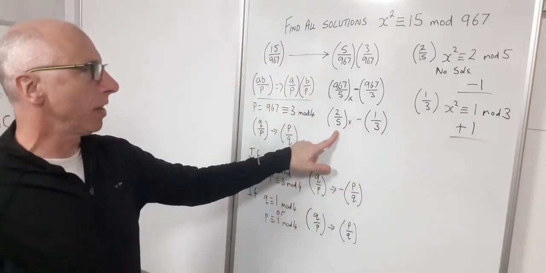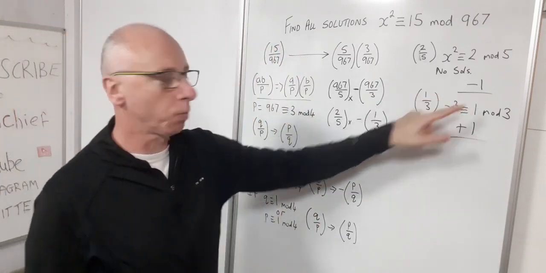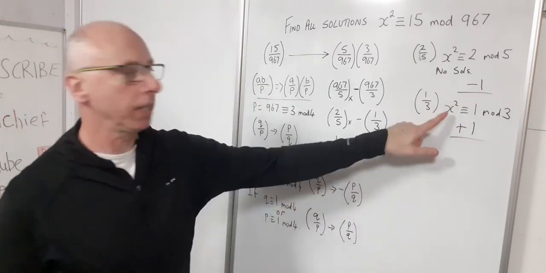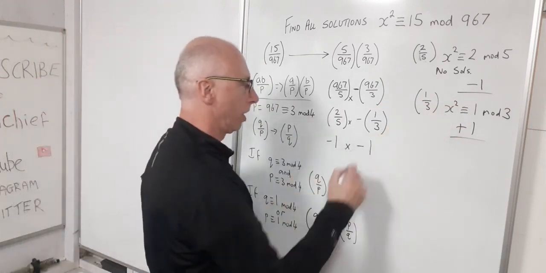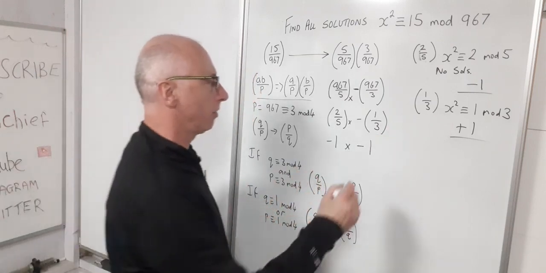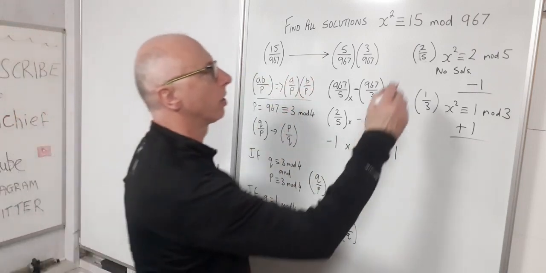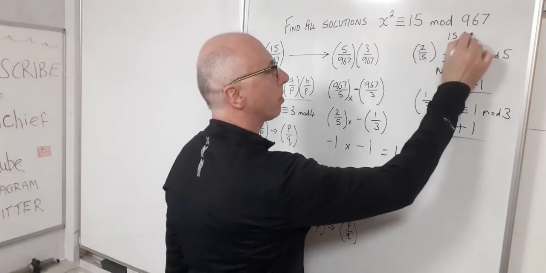So here we can rewrite this now. 2 over 5 is -1, and then we multiply that by a minus. This is 1, so that is also 1. So -1 times -1 gives us 1. So that tells us that actually there is a solution. So there are solutions.